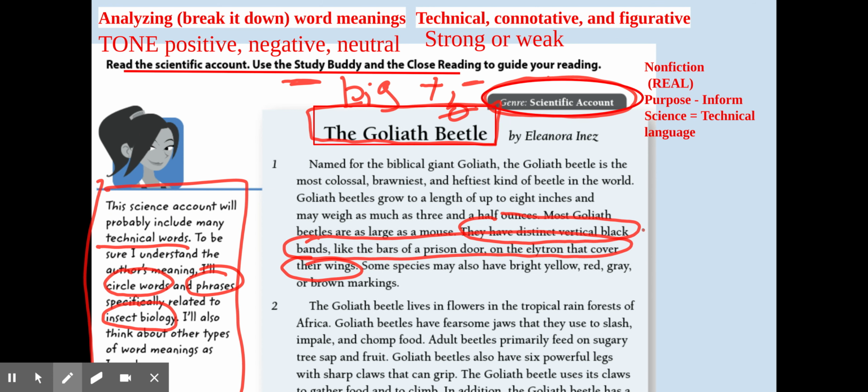But this is a simile, guys, because they're comparing the distinct black bands to a prison door. This is a simile.